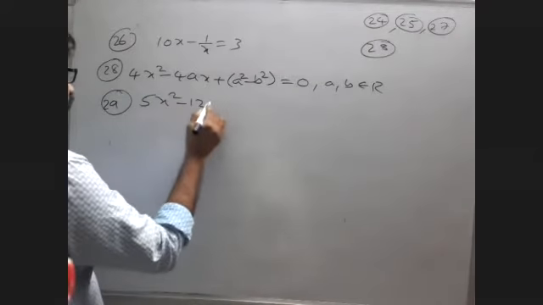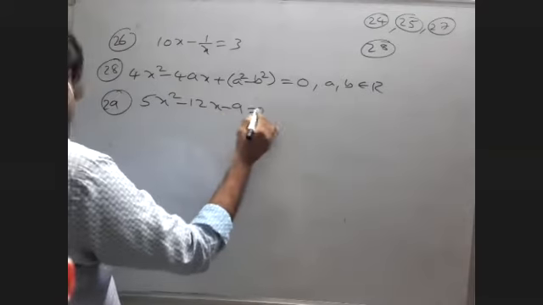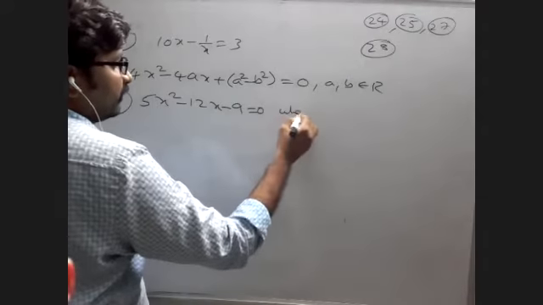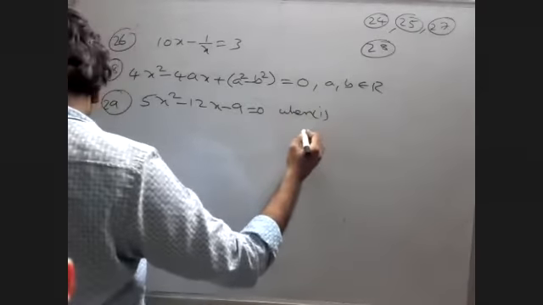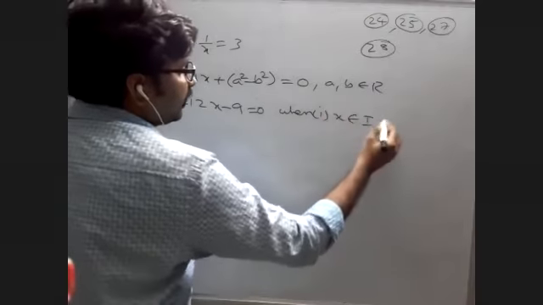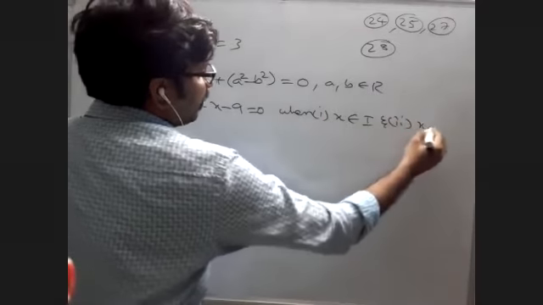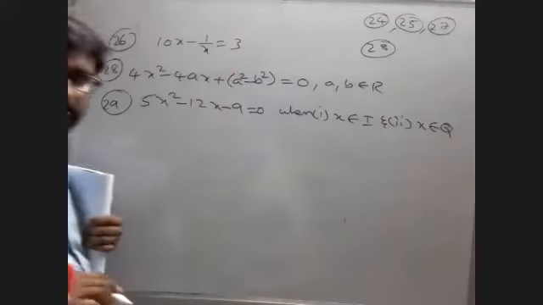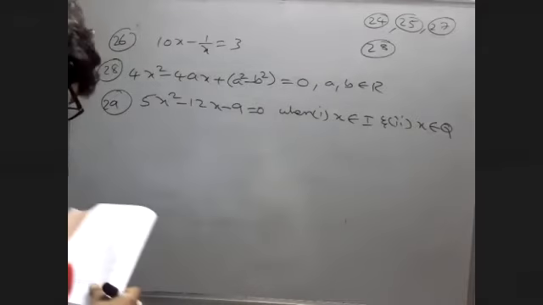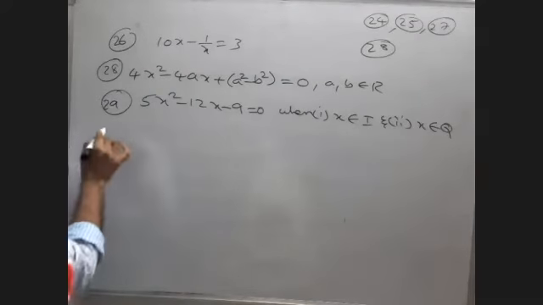5x square minus 12x minus 9 is equal to 0, where first x belongs to I, second x belongs to Q. What about this? Sir, I'll do it, sir. 29. 30.